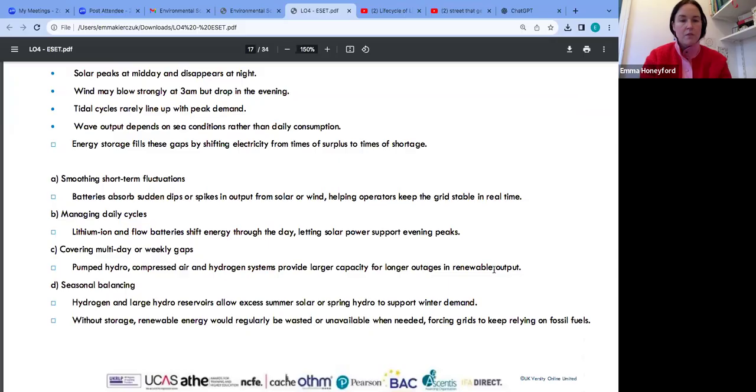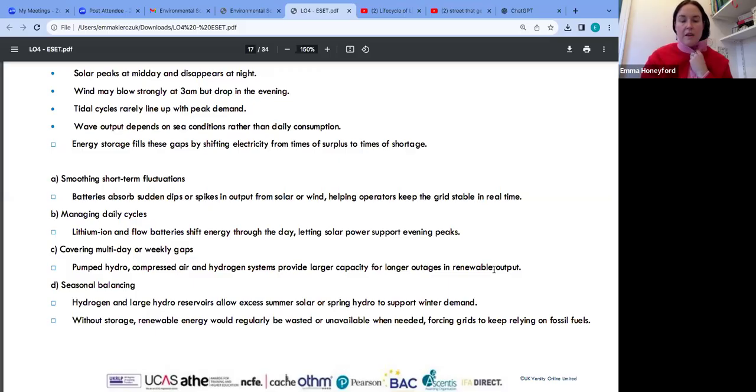Smoothing short-term fluctuations: batteries can absorb sudden dips or spikes in output from solar or wind, helping operators to keep the grid stable in real time. Managing daily cycles: there are different types of batteries, lithium being one of them, and this allows batteries to shift energy through the day, letting solar power support evening peaks.